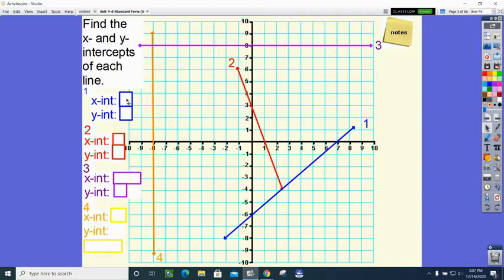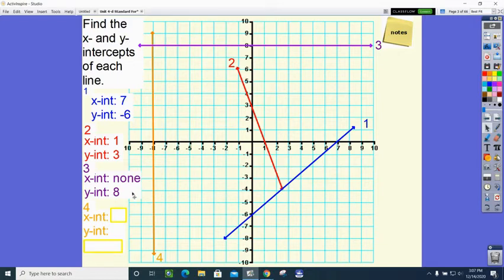The x-intercept of the blue line, line number 1, it crosses the x-axis at 7, right there. And the y-intercept would be -6. Line 2, the x-intercept crosses at +1 right here, and it crosses the y-axis at +3. When we look at this horizontal line, it has a y-intercept of 8, but it never crosses the x-axis, so it does not have an x-intercept. Make sure you don't put 0 here, because 0 would be a number that it's crossing.